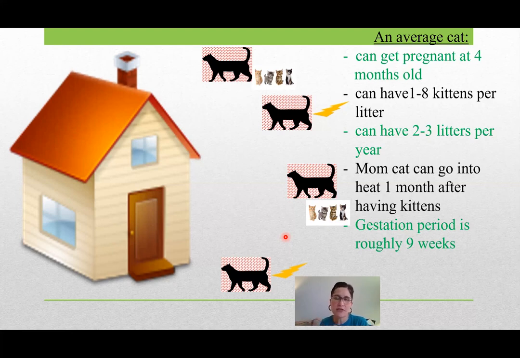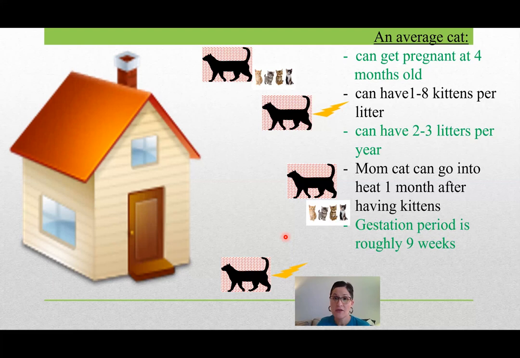But again, here in San Antonio, it doesn't really get that cold, so it just continuously goes. Mom cat can go into heat 1 month after having her kittens. So after she just had her babies, and you notice, hey, why is she leaving her babies? She's probably out there looking for love again. So just know that that does happen. And gestation period is roughly about 9 weeks. That's how long they stay pregnant for. So not for very long.